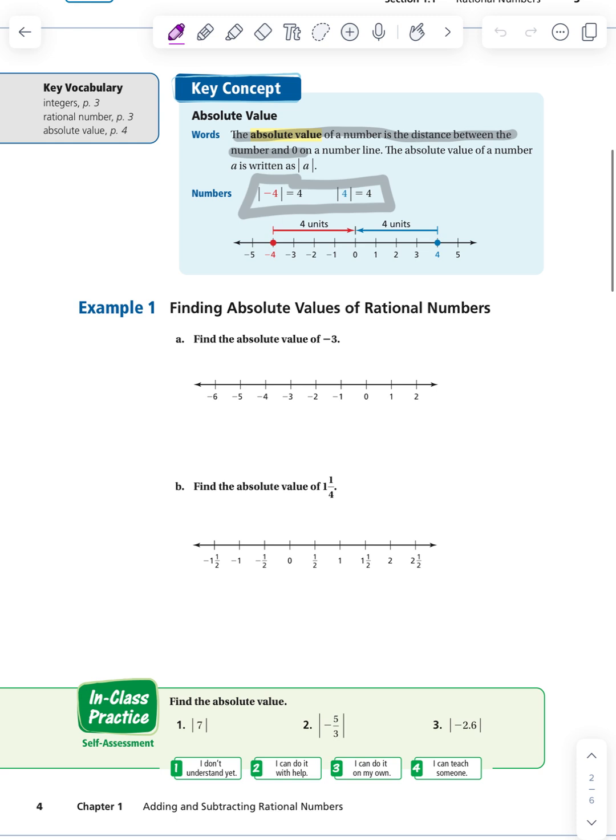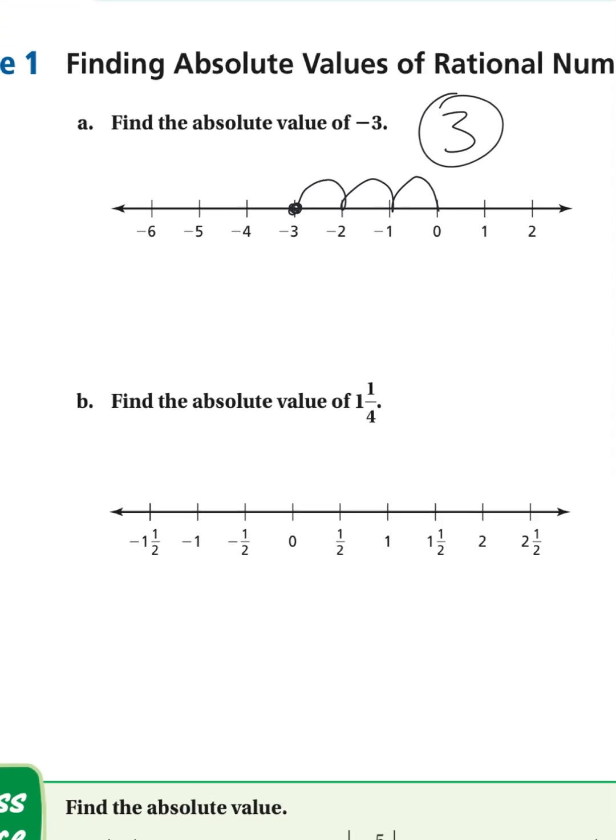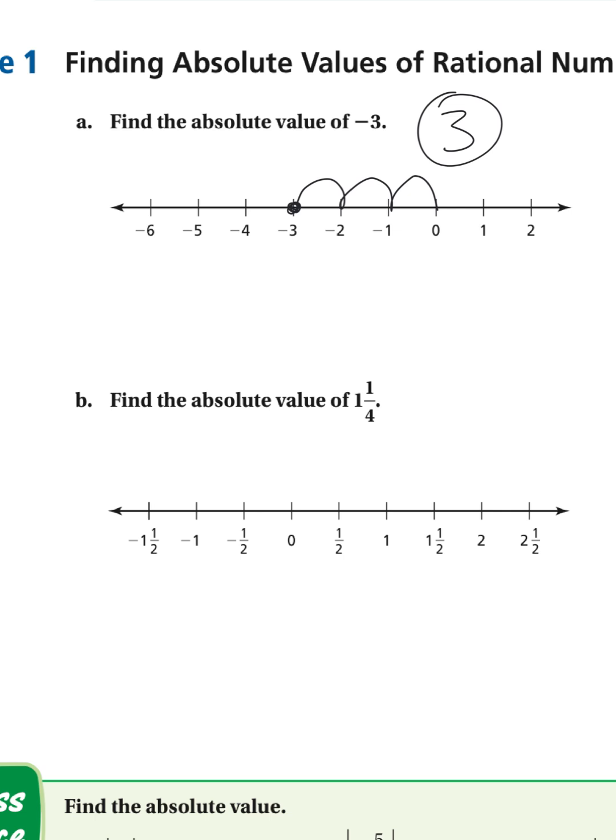Okay, for our first example, we're just going to start off by finding the absolute values of numbers. So find the absolute value of negative 3. Well, negative 3 is right here. It is 1, 2, 3 units from 0. The absolute value of 1 1/4. 1 1/4 would be like right here. It is 1 1/4 units from 0.